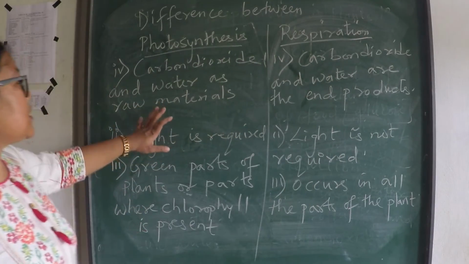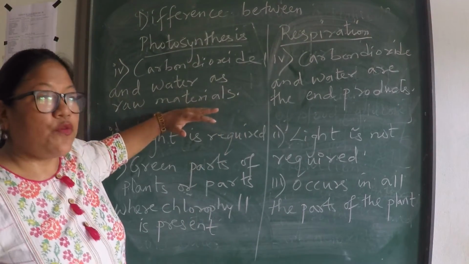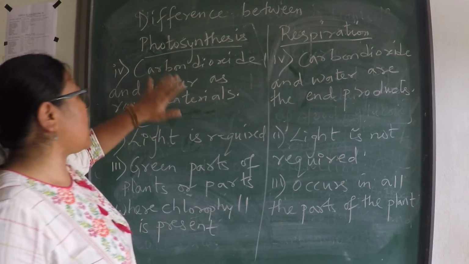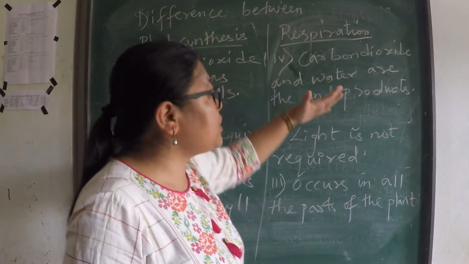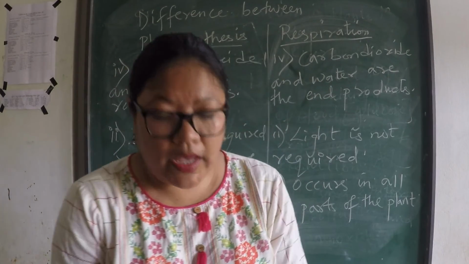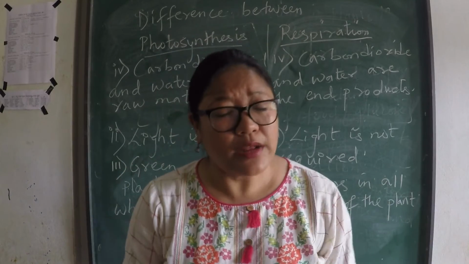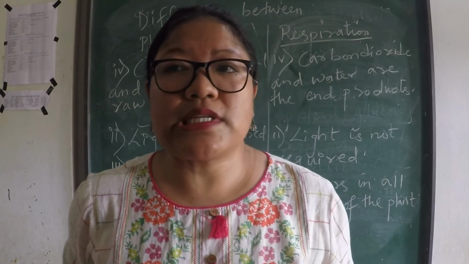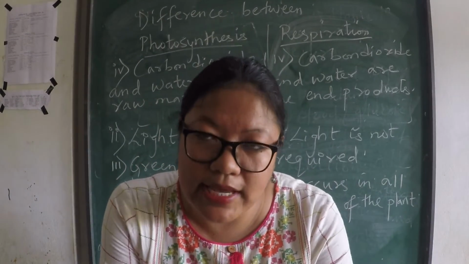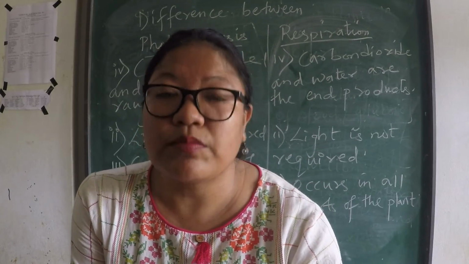In photosynthesis, carbon dioxide and water are required as raw materials. That means for photosynthesis to take place, these are required. But in respiration, after respiration, we get carbon dioxide and water as the end products. And there's one more difference that I will not write, but I will only say that photosynthesis takes place only during the daytime, but respiration takes place in the day and night both.